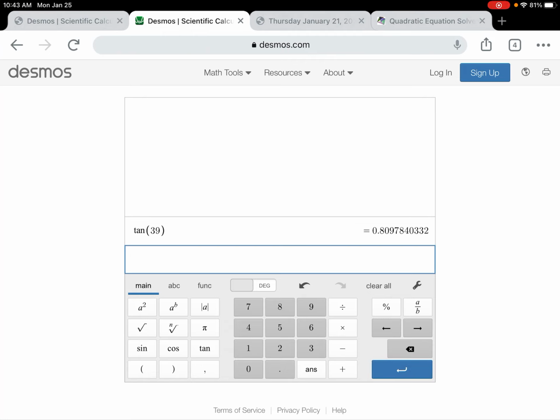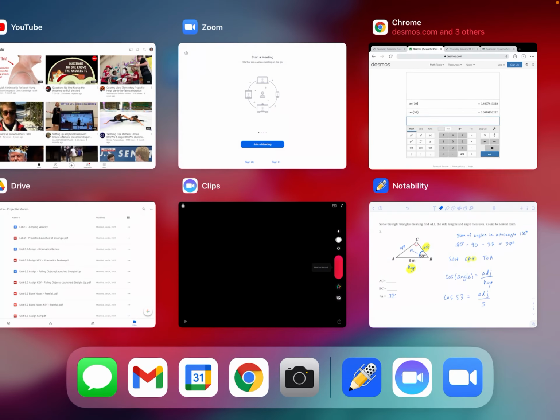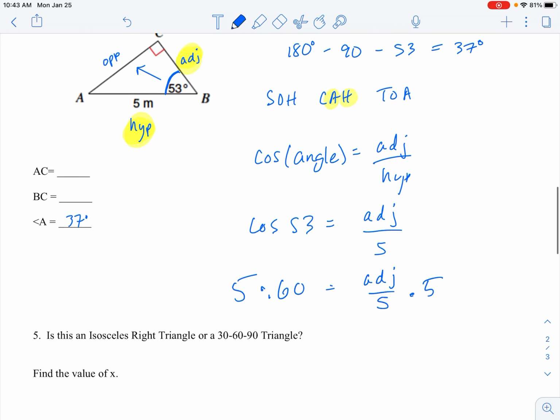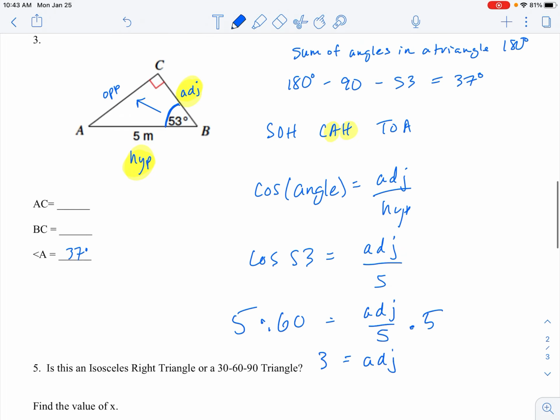So I'll go the cosine 53, 0.6018. Now with this one, I simply multiply both sides by 5 to solve for the adjacent. So now I'm doing 0.6 times 5, which gives me 3. This adjacent side then is 3, and that is BC.